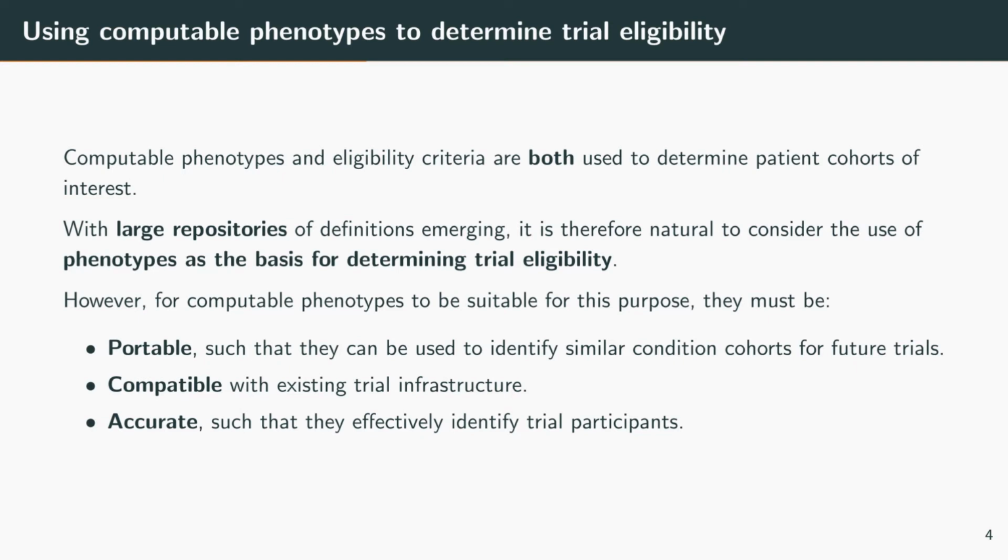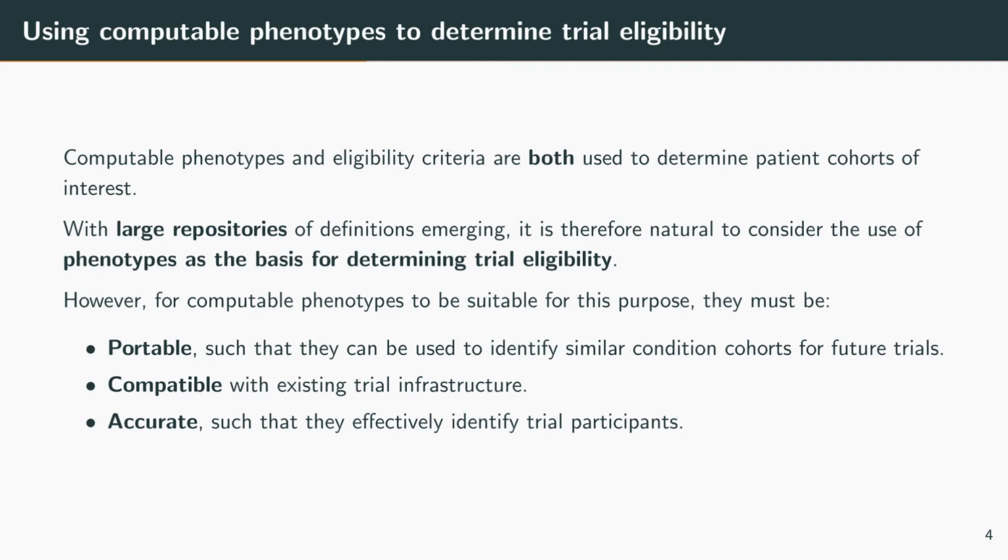As is probably clear, there's some overlap between both computable phenotypes and eligibility criteria. They have similar goals, which is to determine certain cohorts of patients that are of interest. At the same time, we see increasing work taking place to develop large repositories of EHR-based phenotype definitions. This leads to the natural question, which is, given the popularity and rise of EHR-based phenotype definitions, can we use them in a computable form to determine trial eligibility?